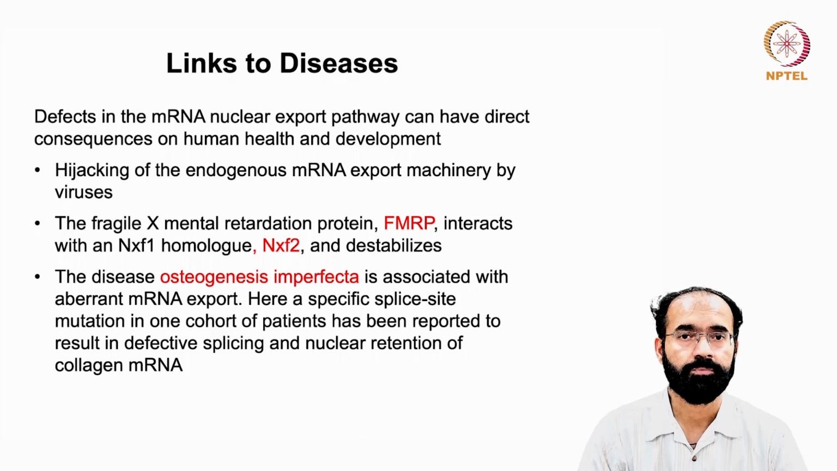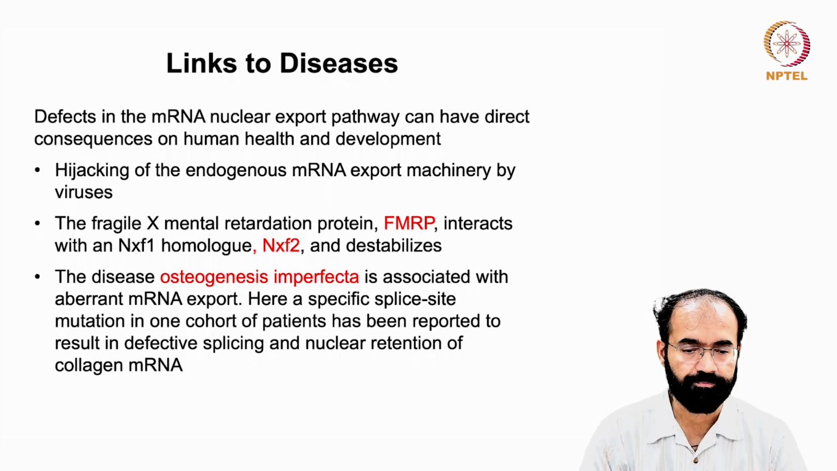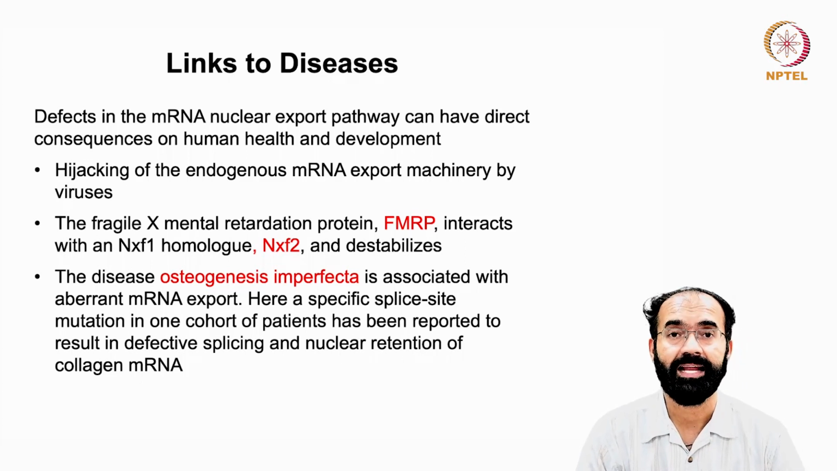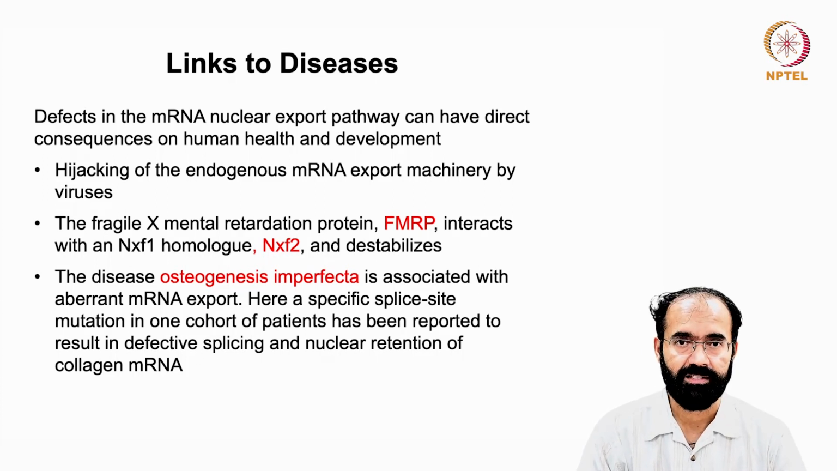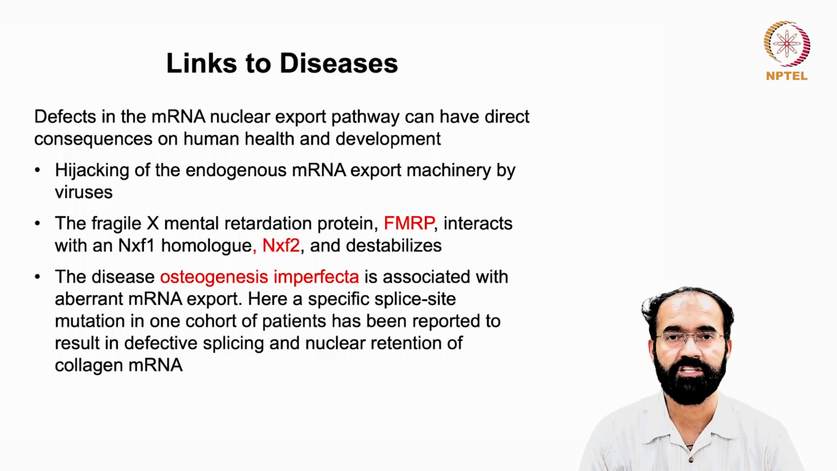So one organism system has to be perfect in order to have a normal development and normal way of living. Let us see some examples. Hijacking the endogenous mRNA export machinery by viruses can often have a deleterious effect. You may realize that if you have an infection, say a virus infection, of course your body responds. Normally the T cell mediated response comes into the picture, which takes around 6 days to reach its perfection.